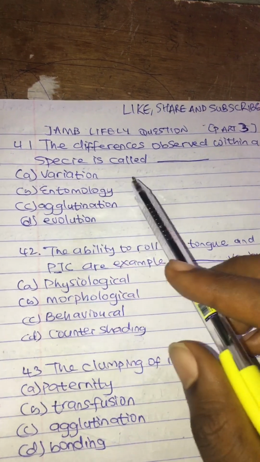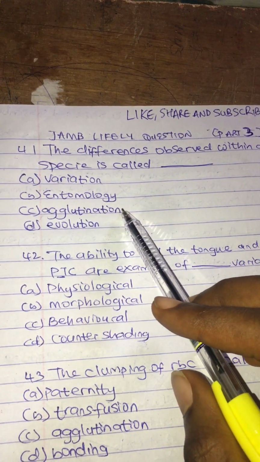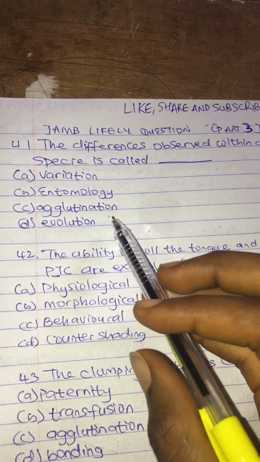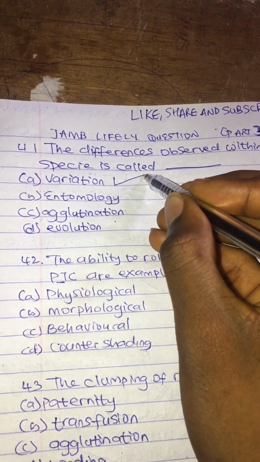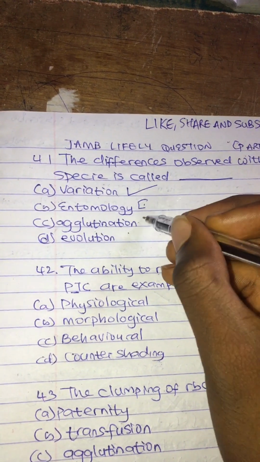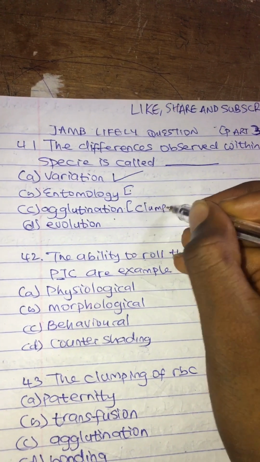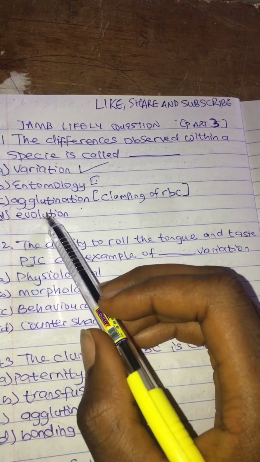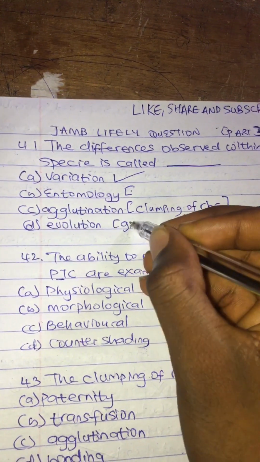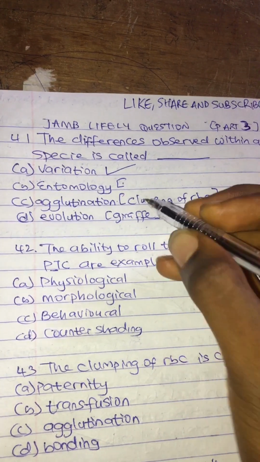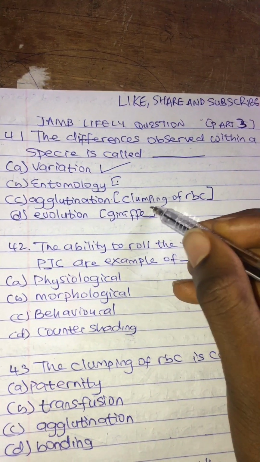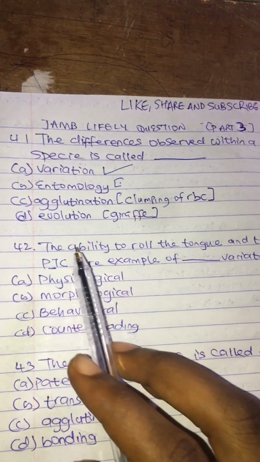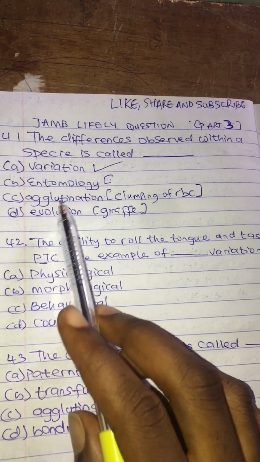A, variation. B, entomology. C, agglutination. D, evolution. The correct answer here is variation. Agglutination is the clumping of red blood cells, while evolution is how animals evolve. For example, giraffe: how their neck evolved from a short neck to a long neck. That's the function of evolution. I hope you understand that now.